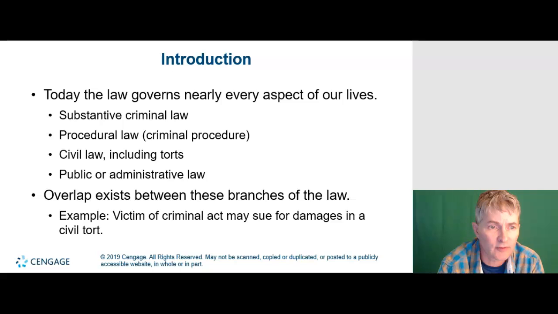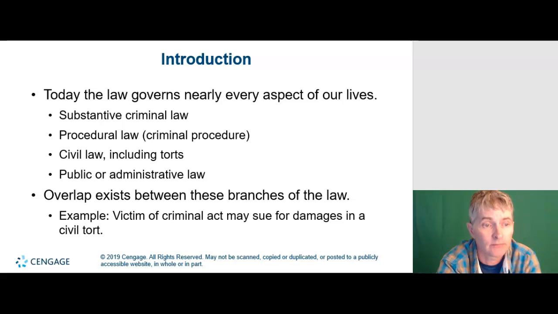We have the substantive criminal law, or a body of specific rules that declare what conduct is criminal and prescribe the punishment to be imposed for such conduct. We have procedural law, or the rules of practice in the government, including the criminal justice system. Procedure covers everything from the investigation through sentencing.